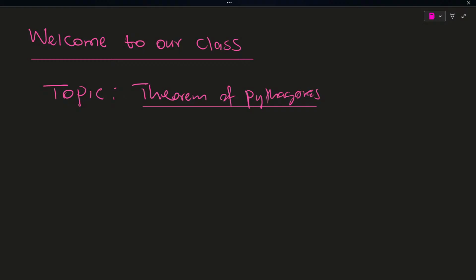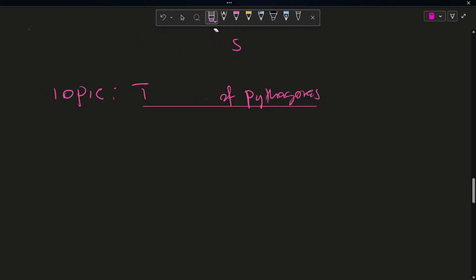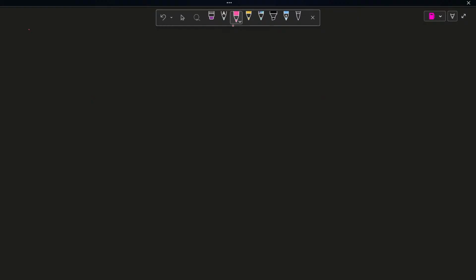Now, if we talk about the theorem of Pythagoras, we need a what, class? A right-angled triangle. We must have a right-angled triangle if we want to talk about the theorem of Pythagoras. It's not applied on any triangle. It has to be a right-angled triangle.